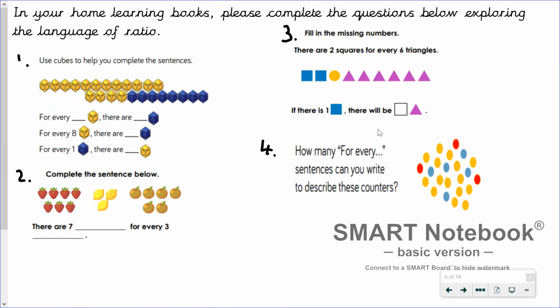So in your home learning book, I'd like you to do exactly that. I would like you to have a go at these 4 questions. First one, using cubes in a similar way as we've just done with the flowers. Second one, you need to put the name of the fruit, the 2 missing ones in there. Third one, you've got a ratio given here. You need to then adapt it to this one. And then the last one, you need to count the counters and then make some for every sentences that are true. Only do 2 or 3 because you could do loads, but don't waste loads and loads of time. Just think of 2 or 3 sentences about the ratio. So pause it and have a go at those for me.